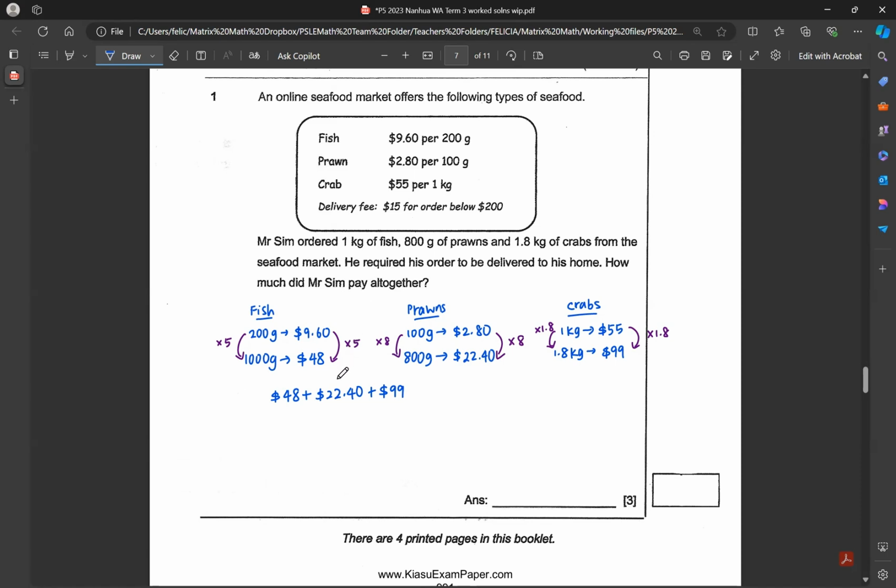So in this case, we're going to calculate first how much he's spending. It should be below $200. This was only $169.40, so he hasn't hit the $200 yet. So no choice, he has to pay the delivery fee. So $169.40 plus the $15 delivery fee that he has to pay amounts to $184.40. So this is your answer.